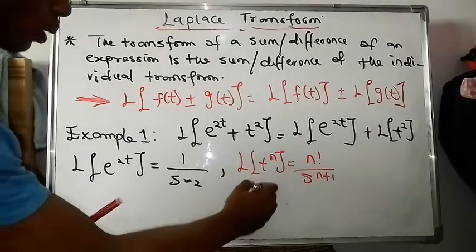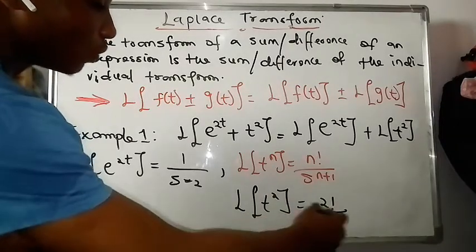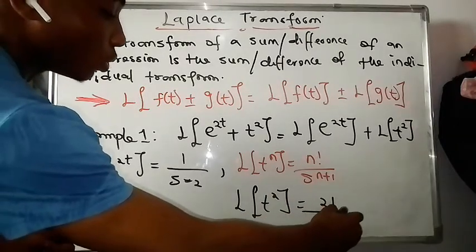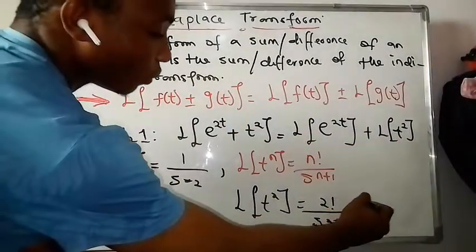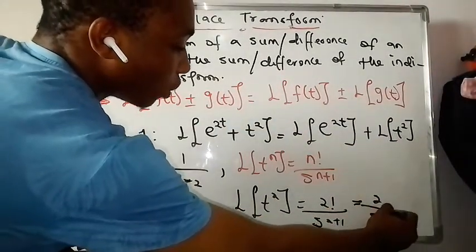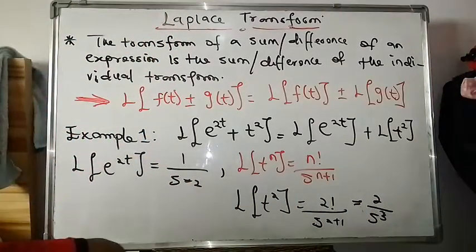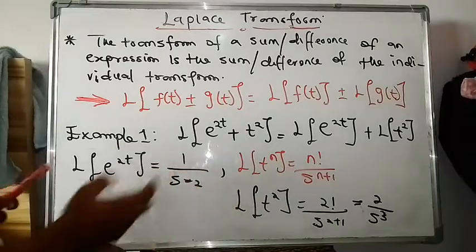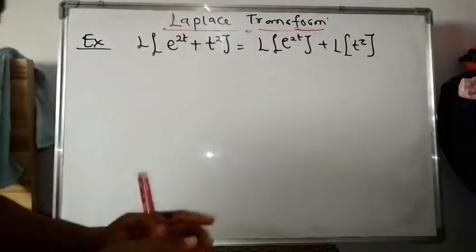So using this, the Laplace of t squared is equal to 2 factorial divided by s raised to the power 2 plus 1, where n is equal to 2. So we'll be having 2 divided by s raised to the power 3. So we have gotten the two answers for the Laplace of this. Now let's write it out, continuing from where we stopped.